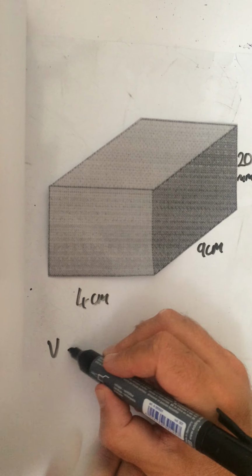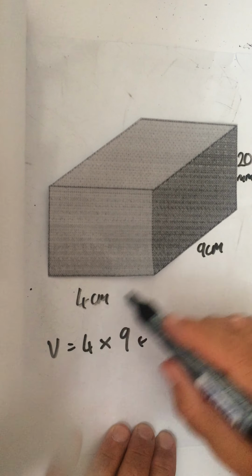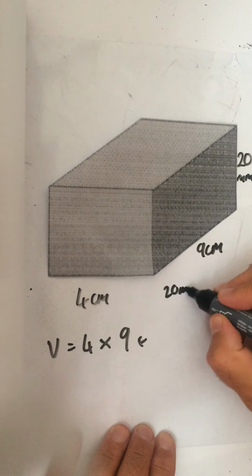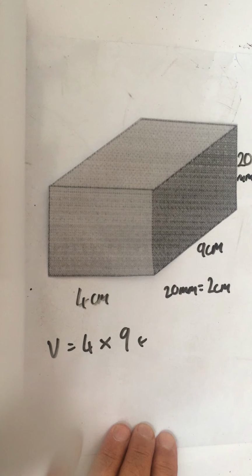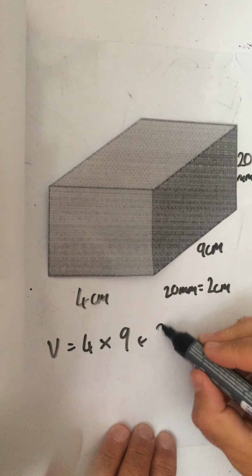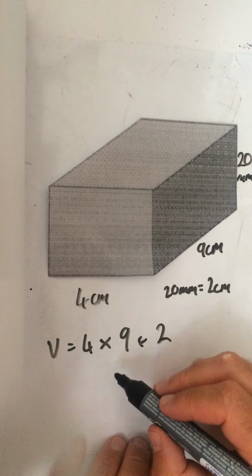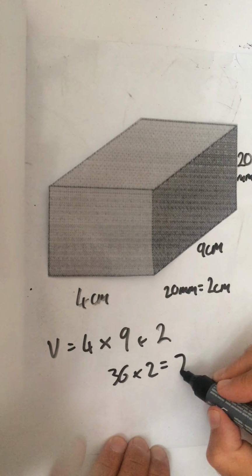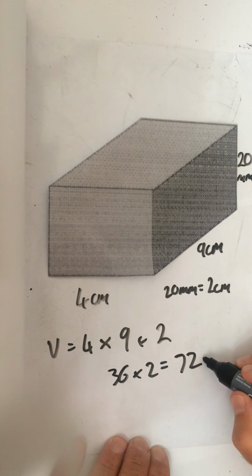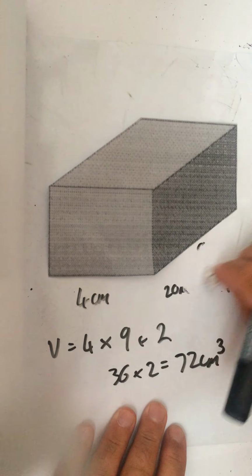So I know for volume it's going to be 4 times 9 times, I'm going to turn this into centimeters, 20 millimeters equals 2 centimeters, isn't it? 1 centimeter is 10 millimeters, 2 centimeters is 20. So times that by 2. 9 times 4 is 36, 36 times 2, just doubling that, is 72. Do your workings out if you need to, centimeters cubed. So I'm converting them.